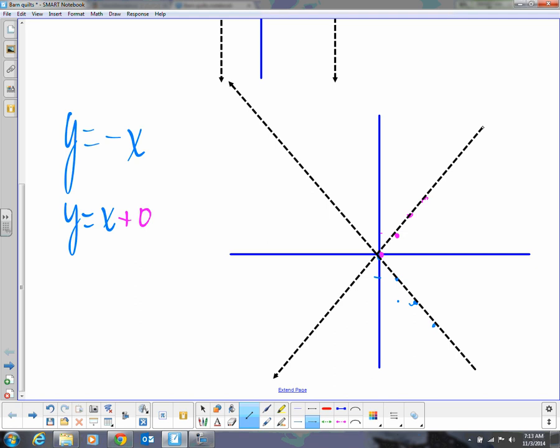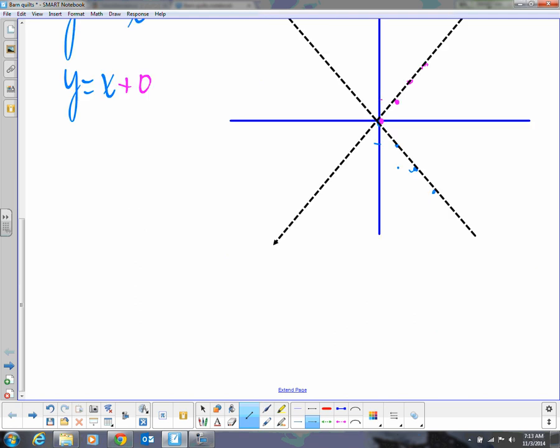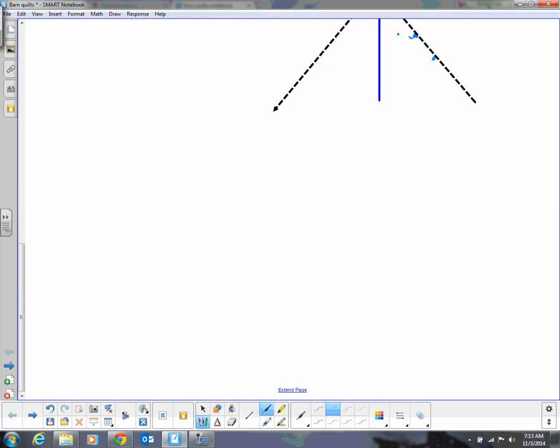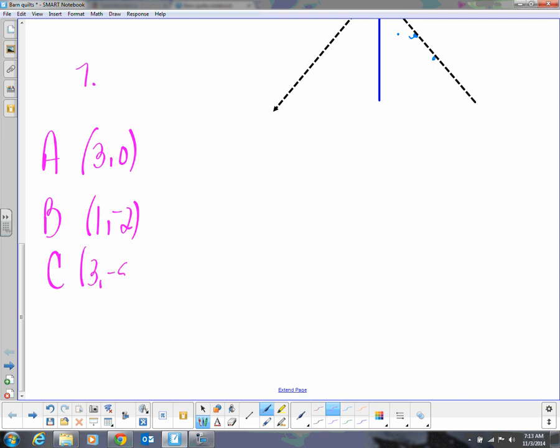Any other questions on this homework? Yes. 7. A dilation with center 0, 0 and a scale factor of 3. You're supposed to do that to that quadrilateral. So let's look at the vertices of that quadrilateral. Do you agree that vertex A is 3, 0? Vertex B is 1, -2. C is 3, -5. And D, I think this took up a lot of your graph paper.